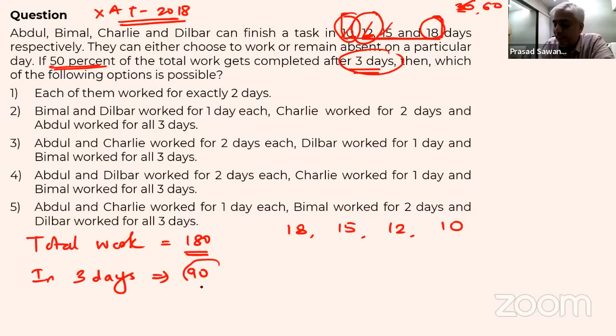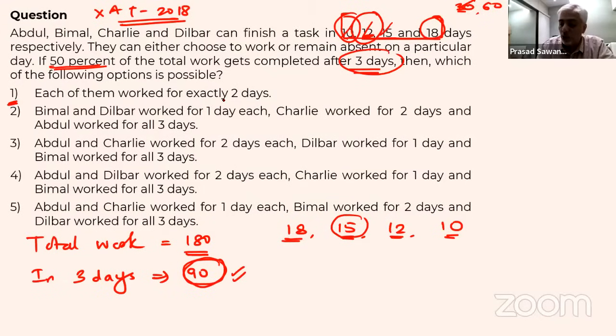90 units is done. Why 90? Because they've said half the work gets done in 3 days. So 90 units of work is done in 3 days. Now, this is where you smartly do the question instead of randomly going through every option, wasting a lot of time. You look for the smartest option. If you look at this, this is an even number, this is an even number, this is an even number, and I want my final answer to be an even number, which means my option will have to have B at least for 2 days, or maybe exactly for 2 days. So I will choose an option which has B for 2 days.